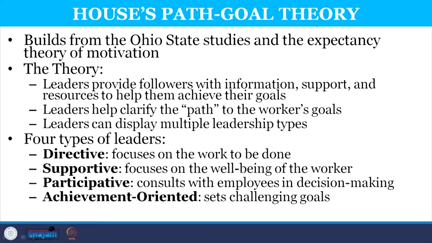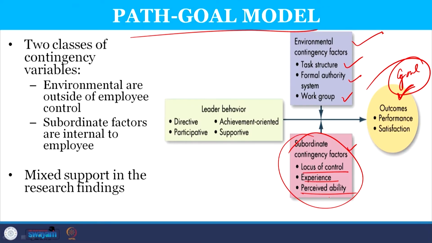It emphasizes 4 types of leader behavior, the leadership styles: directive, which focuses on the work to be done; supportive, which emphasizes the well-being of the worker; participative, which takes views of subordinates in decision making; and achievement oriented, which sets challenging goals. And the effectiveness of the leadership style will depend on 2 contingent factors, the environmental variables and the subordinate specific variables.